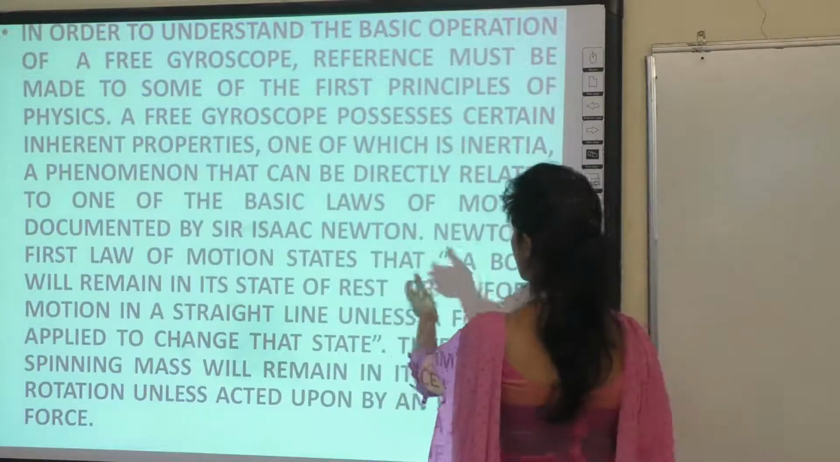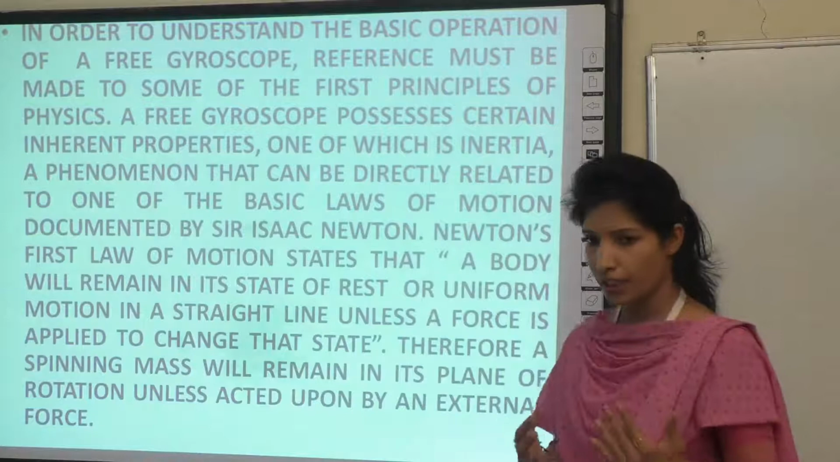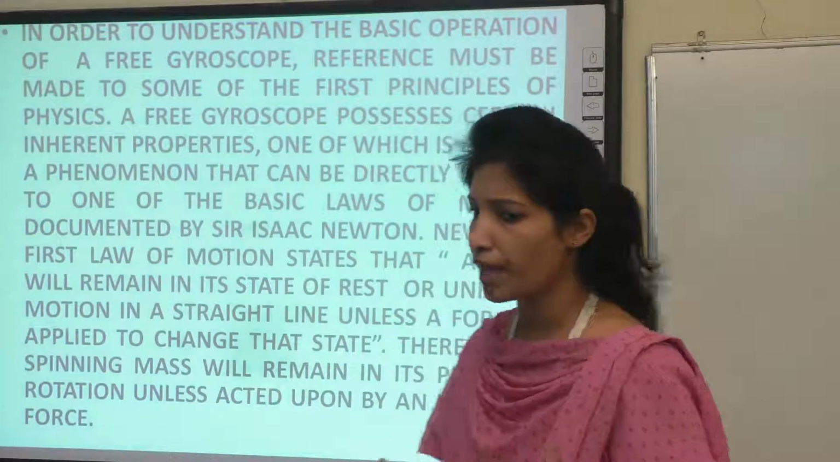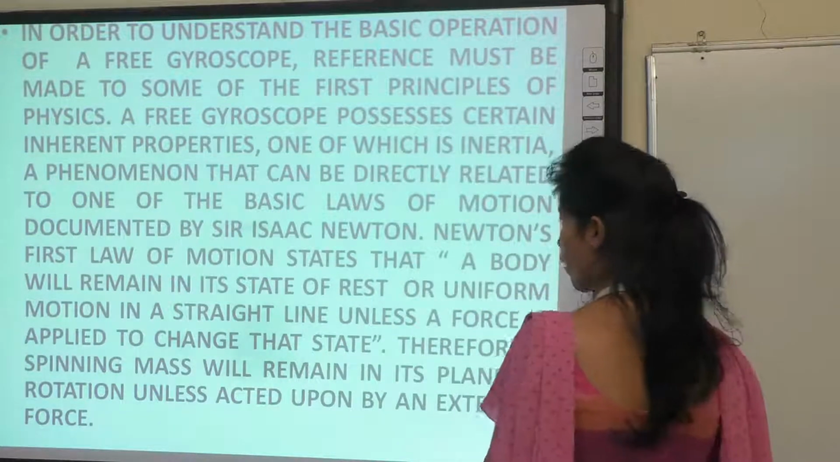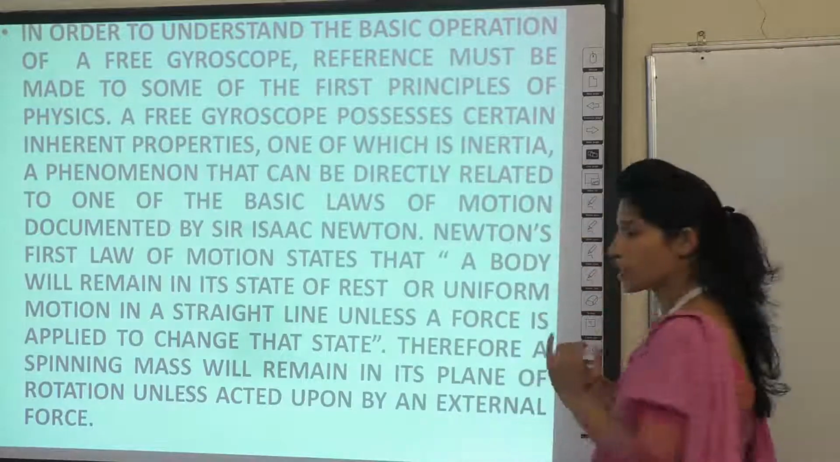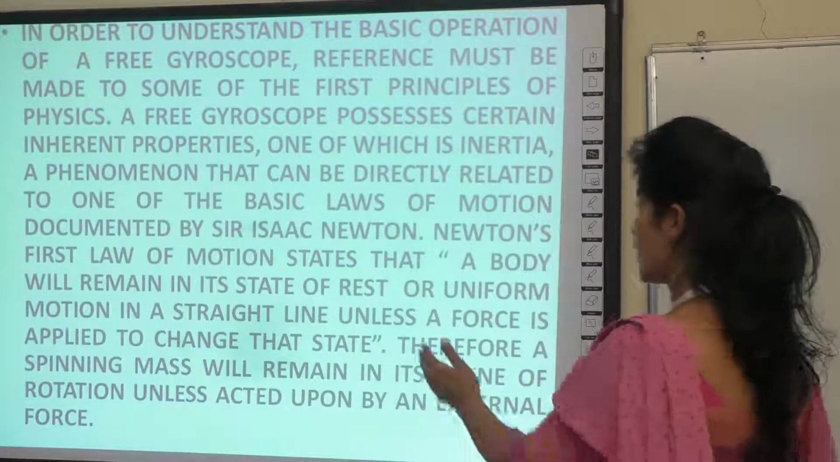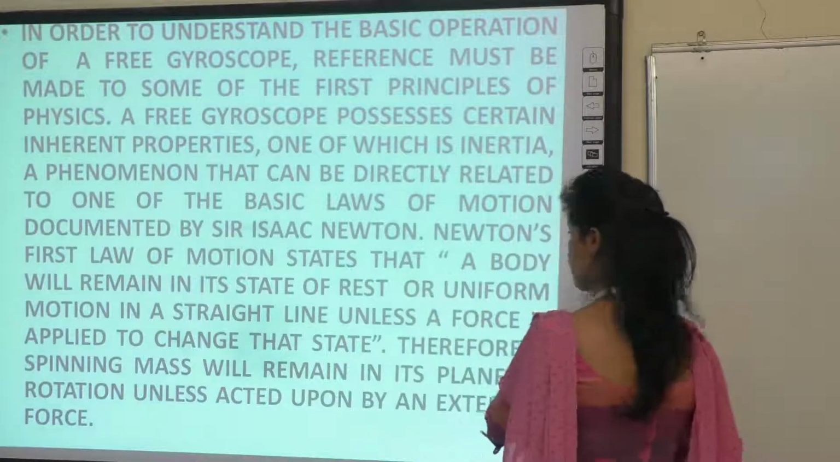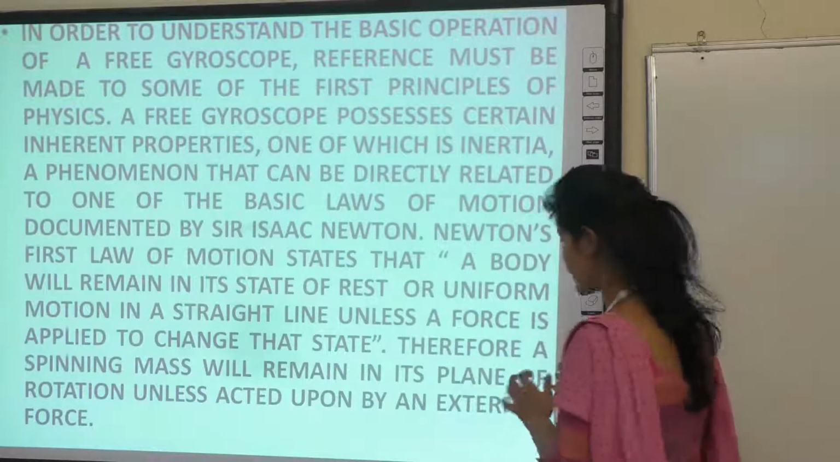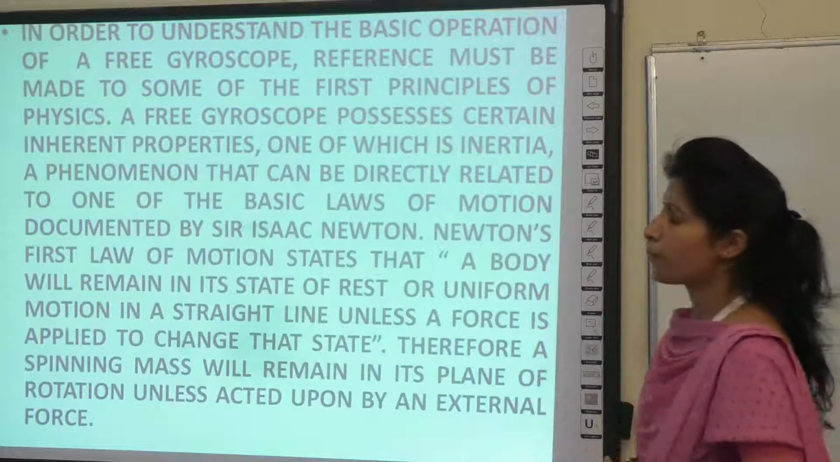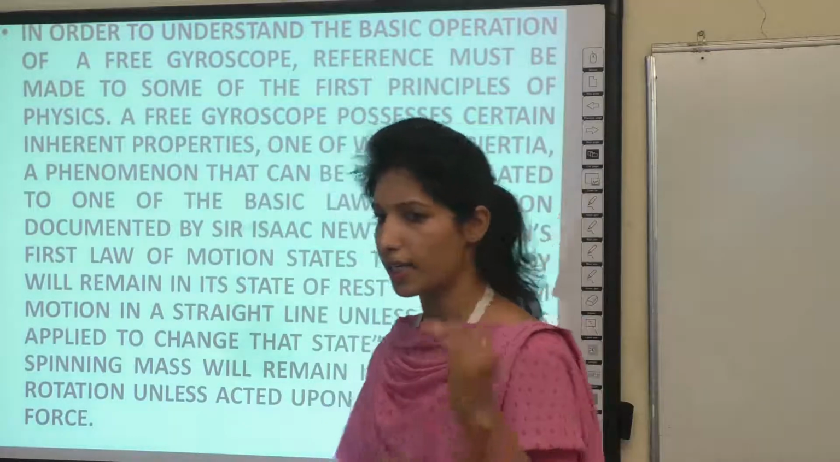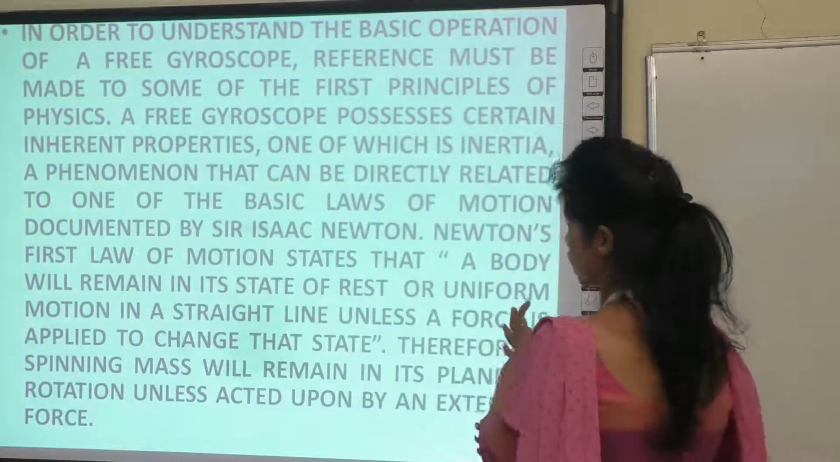Newton's first law of motion states that a body will remain in a state of rest or uniform motion in a straight line unless a force is applied to change that state. Therefore, a spinning mass will remain in its plane of rotation unless acted upon by an external force. Here we can easily understand the basic operation of the free gyroscope.